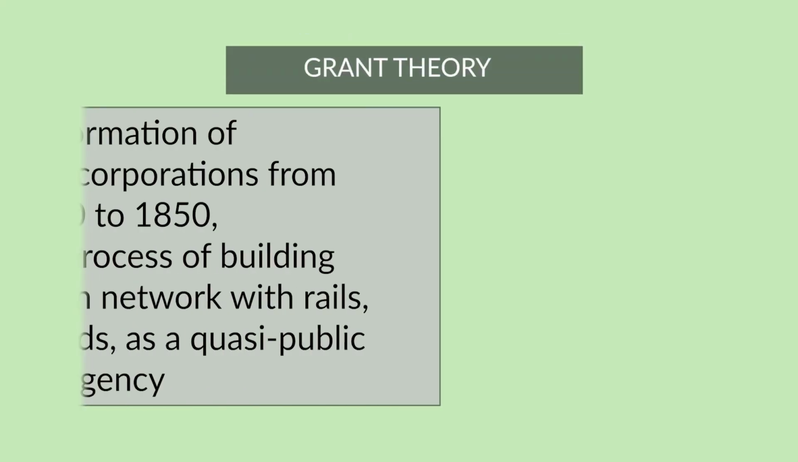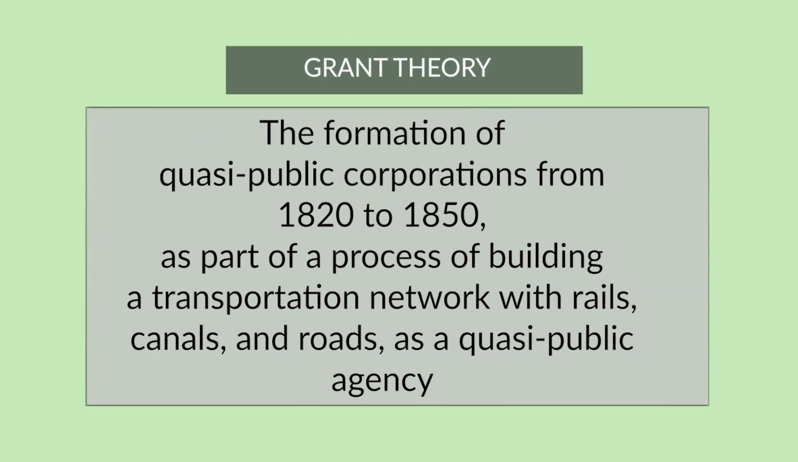The first one is that of grant theory. Basically, the formation of quasi-public corporations from, say, 1820 to 1850 as a part of a process of building a transportation network, say in the form of rails, canals, and roads. And they basically operated as a quasi-public agency.